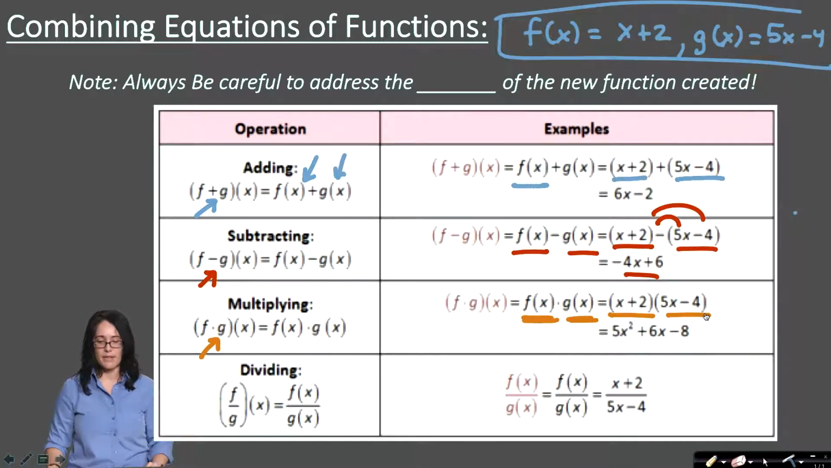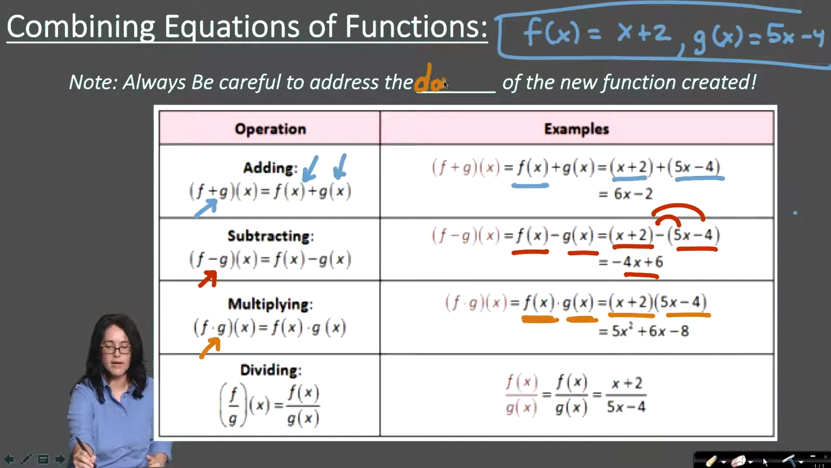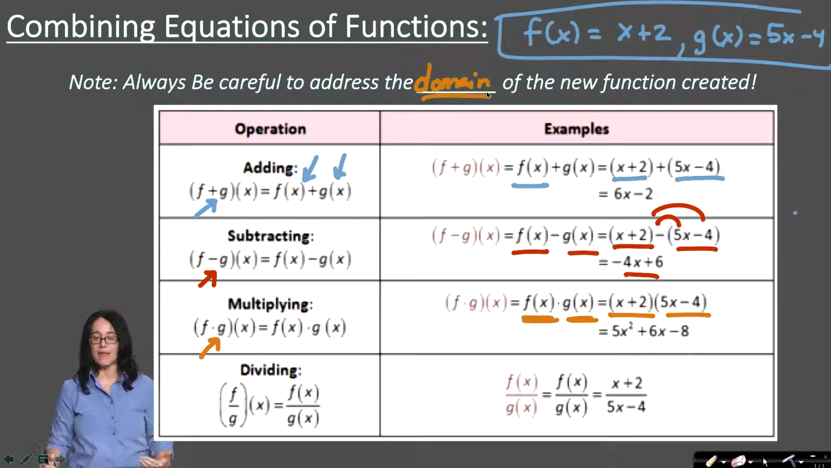One more thing here. You'll see at the top of this slide, it says be careful to address the domain of the new functions that you've created. So that's that blank there if you're wondering if I forgot about it, right? What do we mean by that? Well, domain restrictions happen when we have a square root, right? Those can't be negative underneath. And when we have a denominator for a fraction, which can never equal 0.